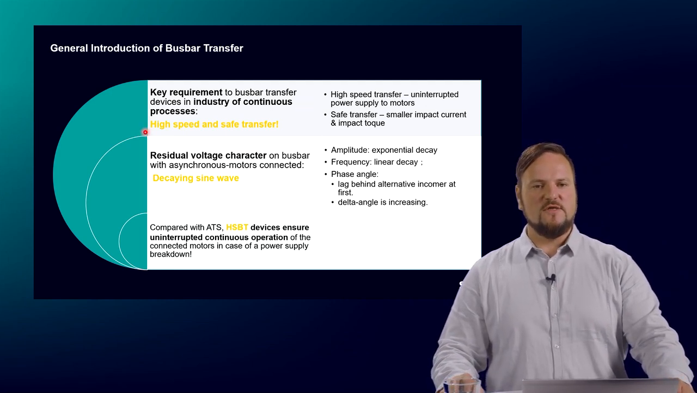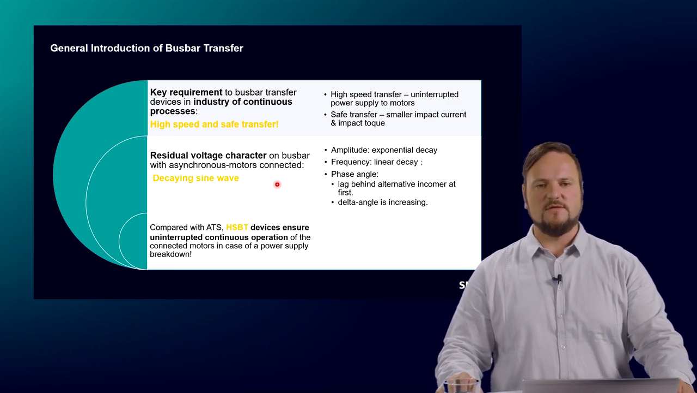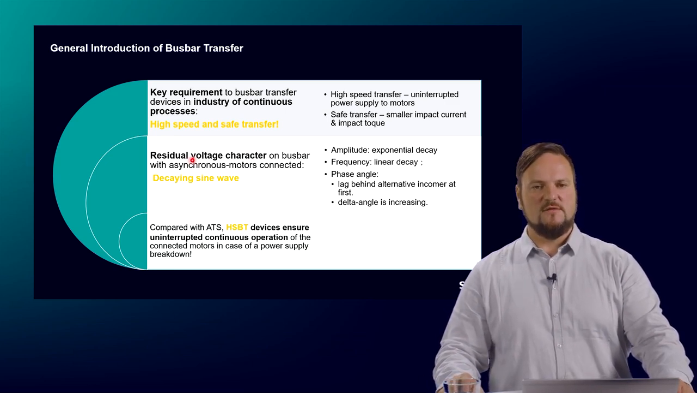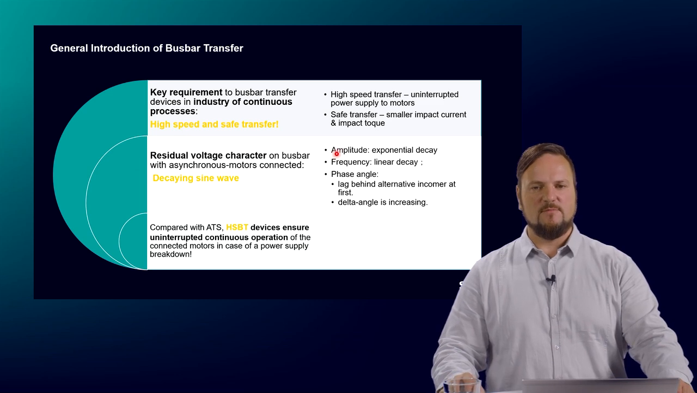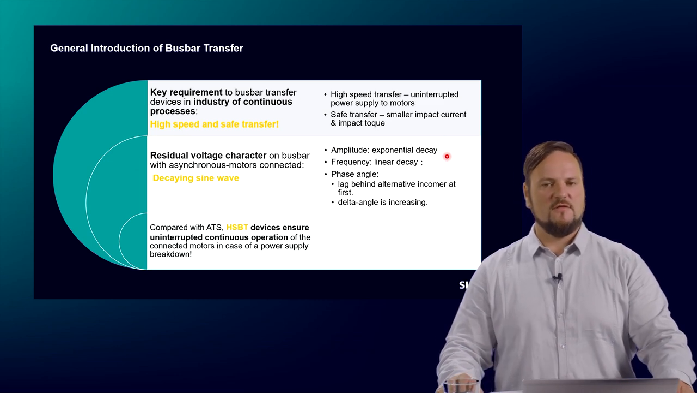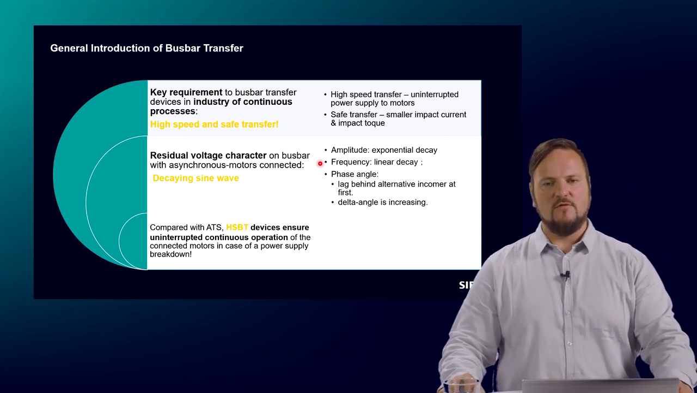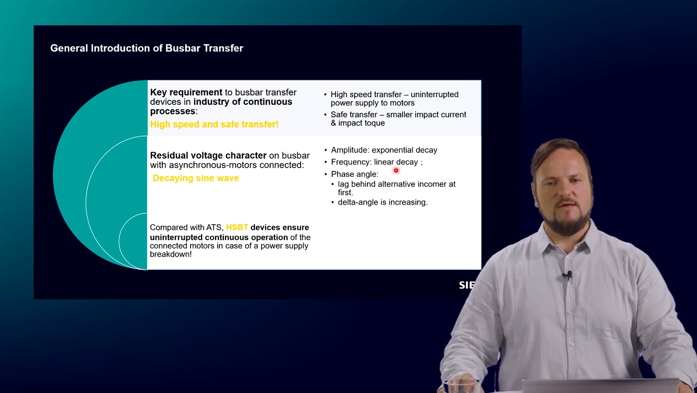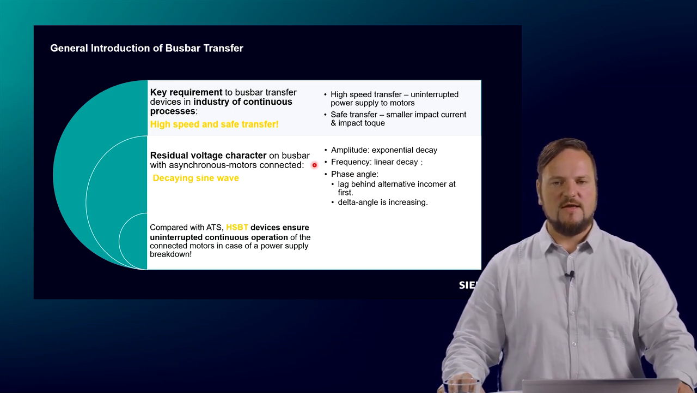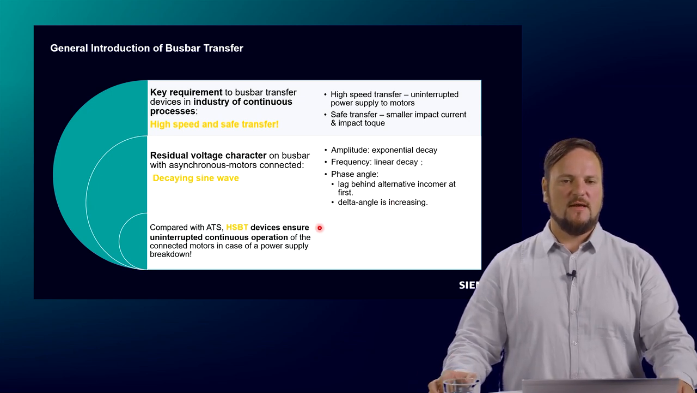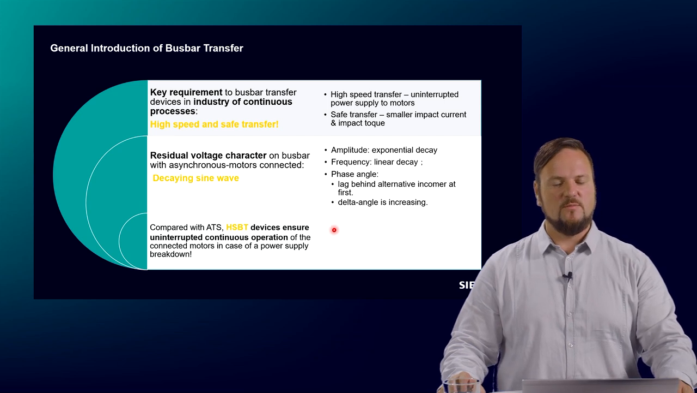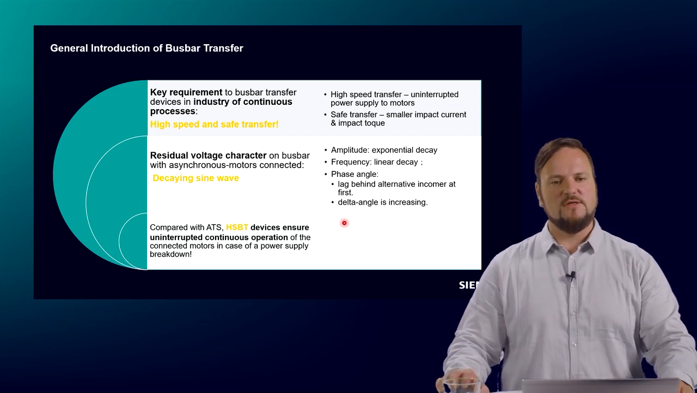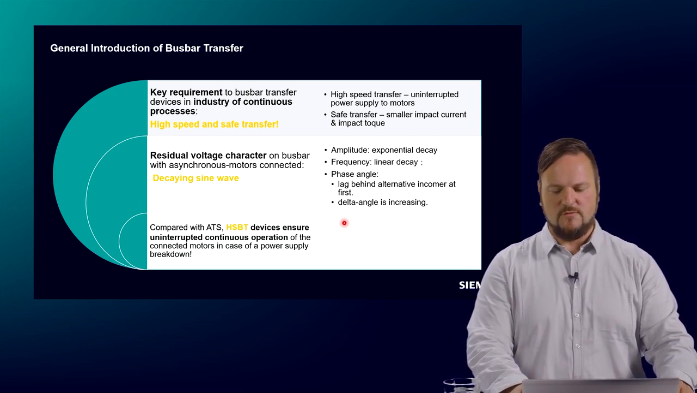We use the residual voltage character on the motor bus for the asynchronous motors, which are connected, because of the decaying sine wave. That means the amplitude decays, and also the voltage gets a linear decay. And the phase angle, of course, is changing over time. Compared with the ATS, an HSBT is suitable for such uninterrupted continuous operation.